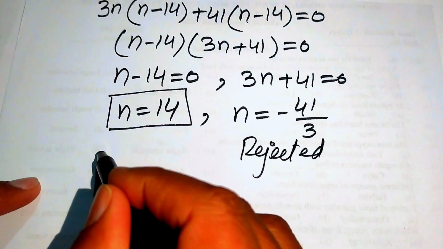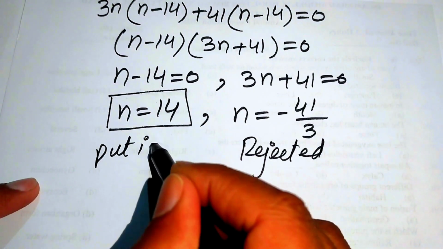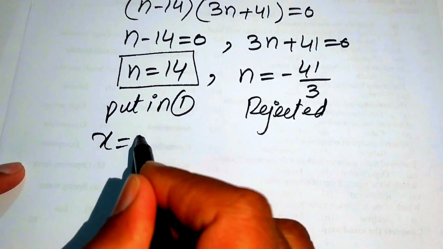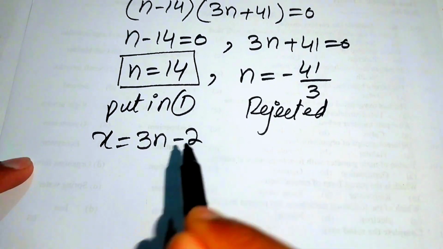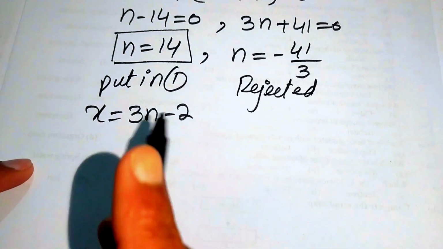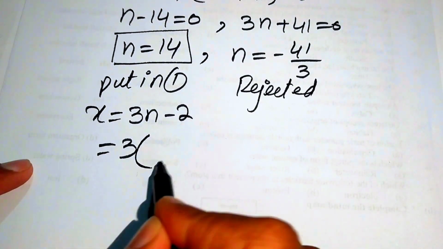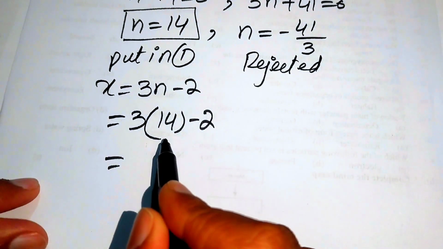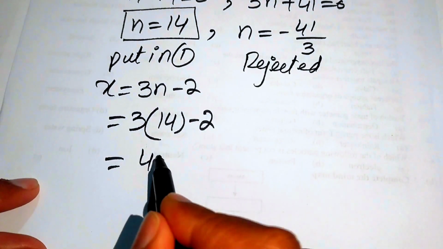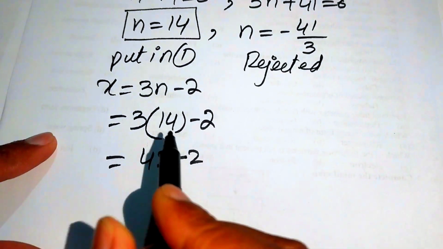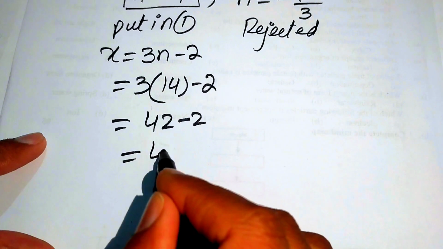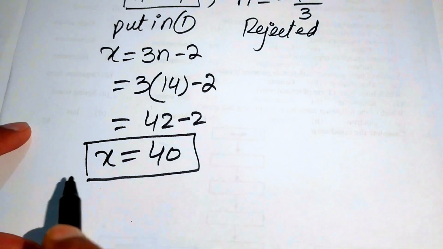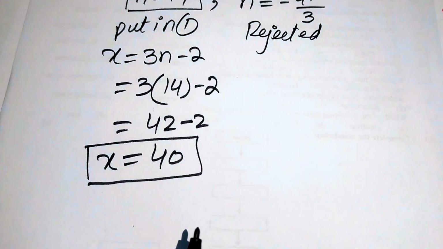So we put the value of n equals to 14 in equation number 1, and our equation number 1 is x equals to 3n minus 2. And when we put the value of n here, we get 3 times 14 minus 2, and 3 times 14 becomes 42 minus 2, and 42 minus 2 equals to 40. So this is the value of x, and this is the required result.